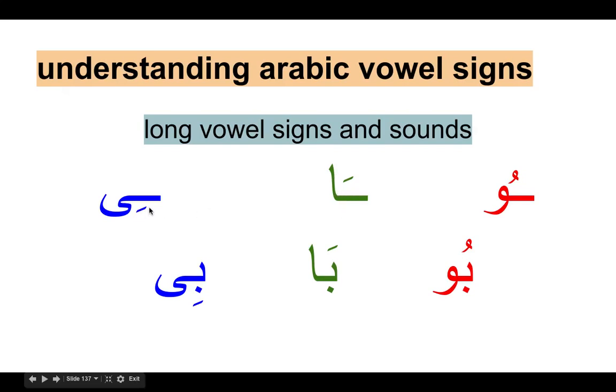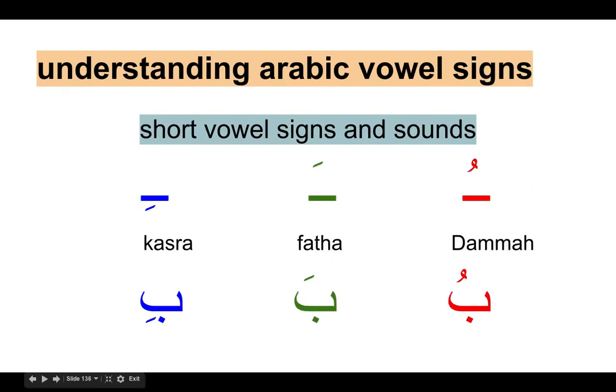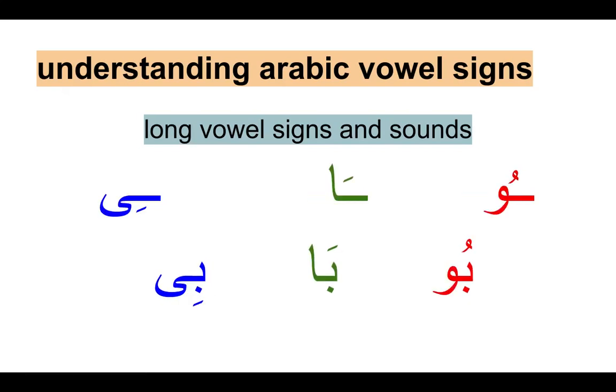For the e sound, you attach a ya to become ee. So this is for phonetic reasons. So you use wow, like boo, ba, bi. So you lengthen the sound. So we have short vowel signs and we have long vowel signs.